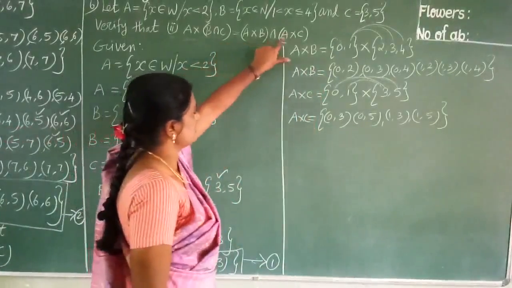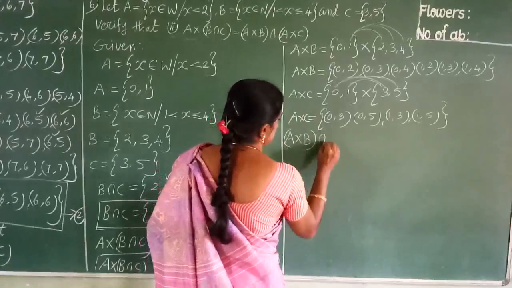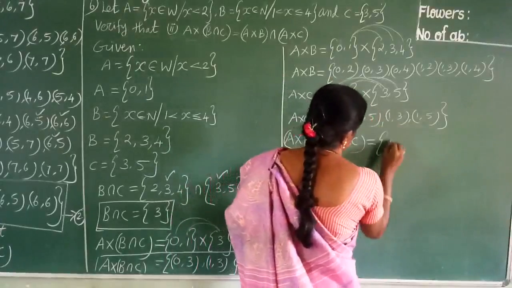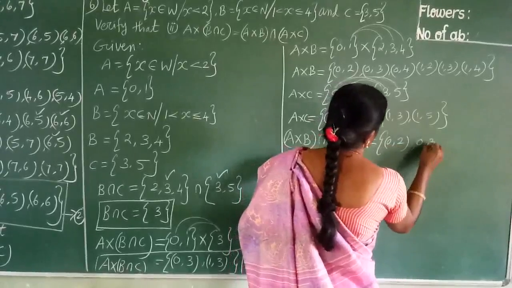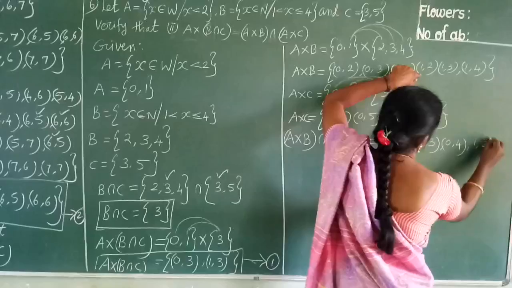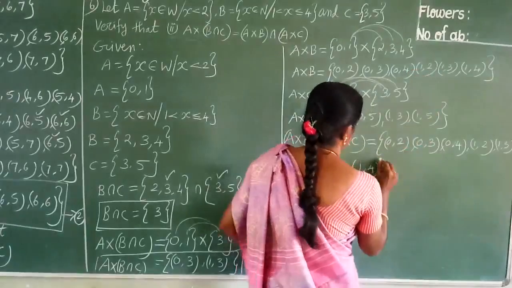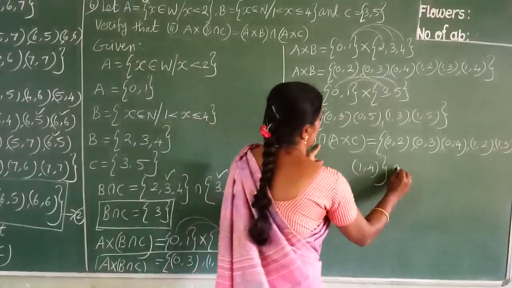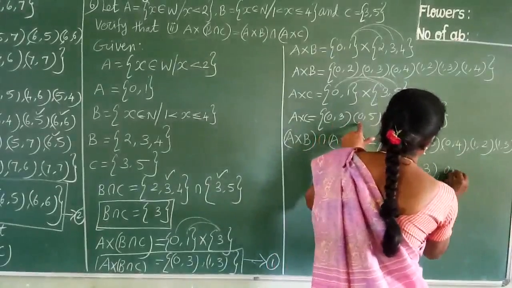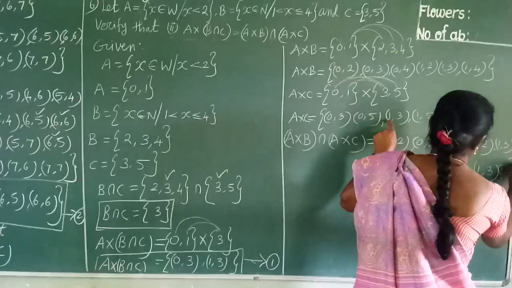Here we want to find (A cross B) intersection (A cross C). So (A cross B) intersection (A cross C) is equal to the A cross B answer: 0, 2, 0, 3, 0, 4, 1, 2, 1, 3, 1, 4, intersection the A cross C answer: 0, 3, 0, 5, 1, 3, 1, 5.